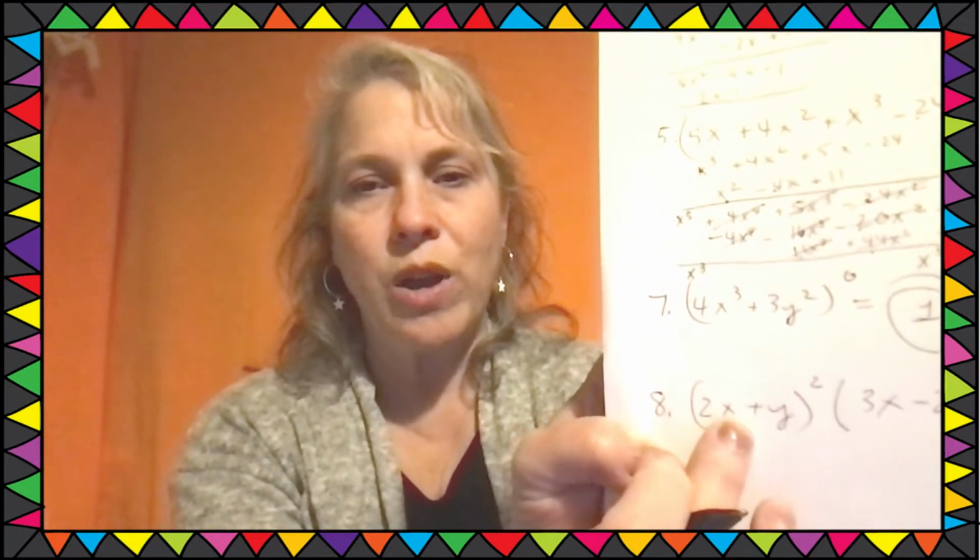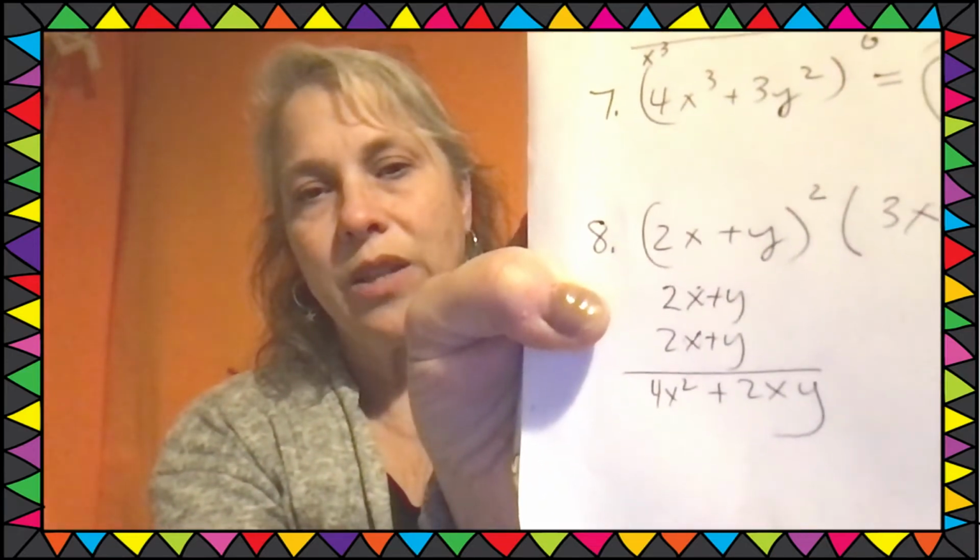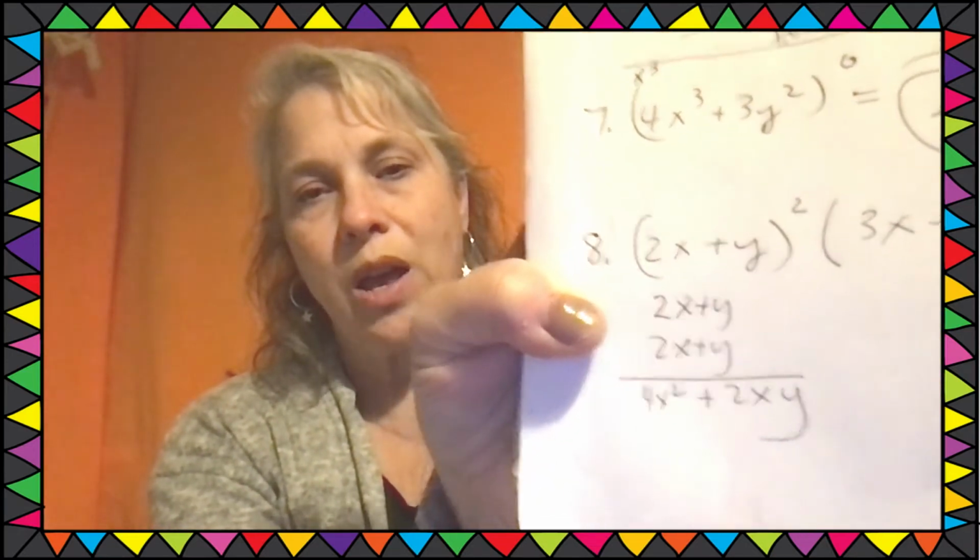Okay, now number 8, I have this one squared and then times this. So I have to do 2x plus y times 2x plus y. Multiply that out. 2x times 2x is 4x squared, plus 2xy. That's 2x times 2x plus y. And then I do y times 2x is 2xy. Y times y is y squared. I get 4x squared plus 4xy plus y squared.